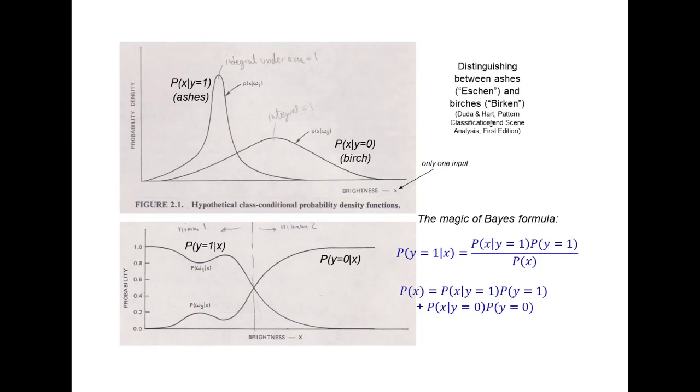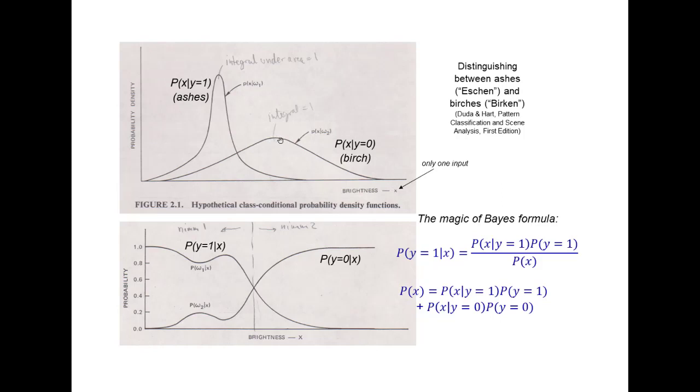So here it's about ashes and birches. So ashes are German Eschen and birches are Birken. And maybe you have a sensor which measures the brightness of the wood. So there's dark wood and bright wood. And there's only one input, so this is the only input. And then people maybe are modeling these distributions. So let's say ashes are darker on average and have this distribution. So maybe it could be a Gaussian distribution, although it looks a little bit distorted. And here's a distribution of the probability that a birch has a certain brightness value.